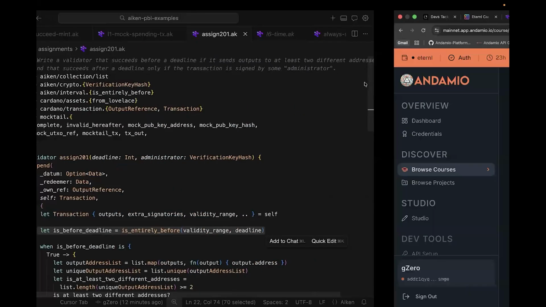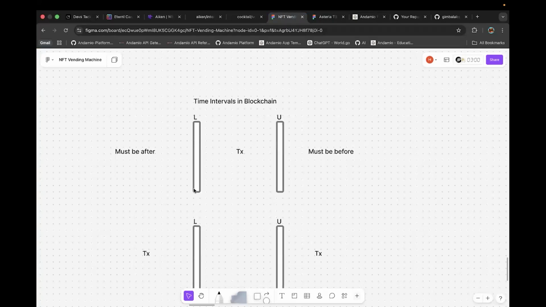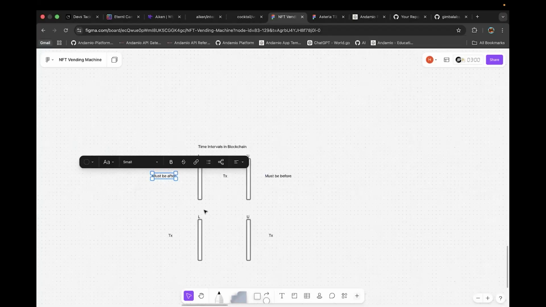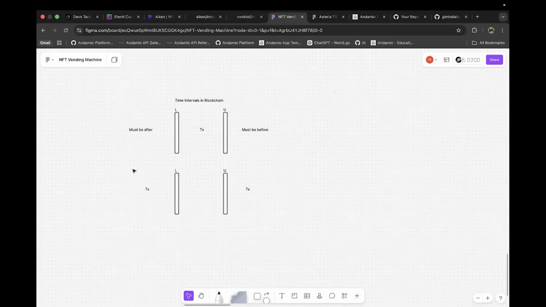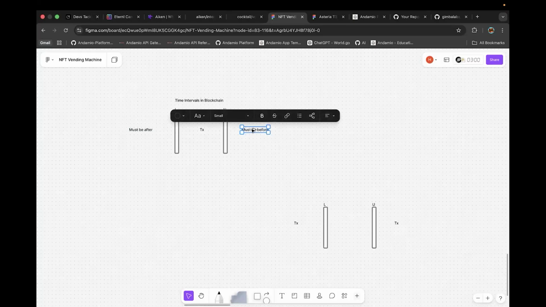So how would you draw that even in this case? There is a single deadline, so there is no must be after, must be before. There is a single one. Success after and success before. Both of them are valid, but there is a deadline. So what I'll do is put a deadline.